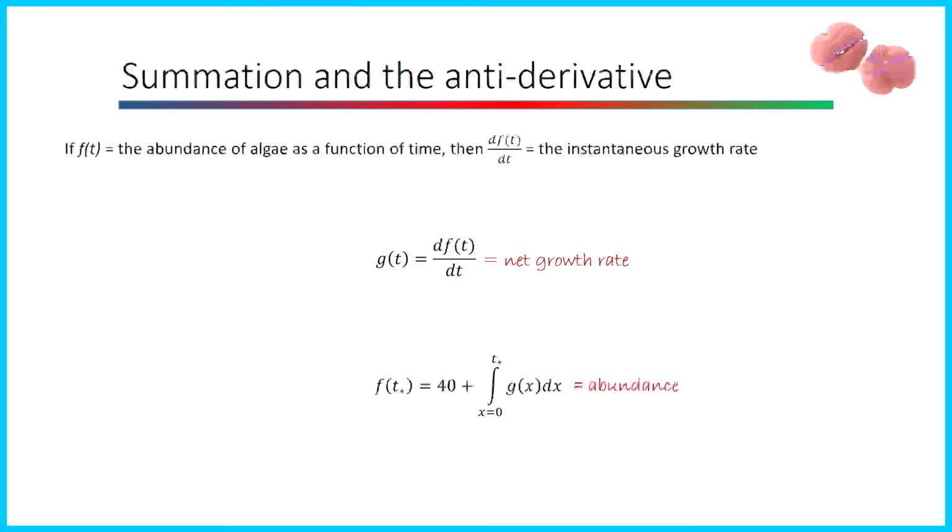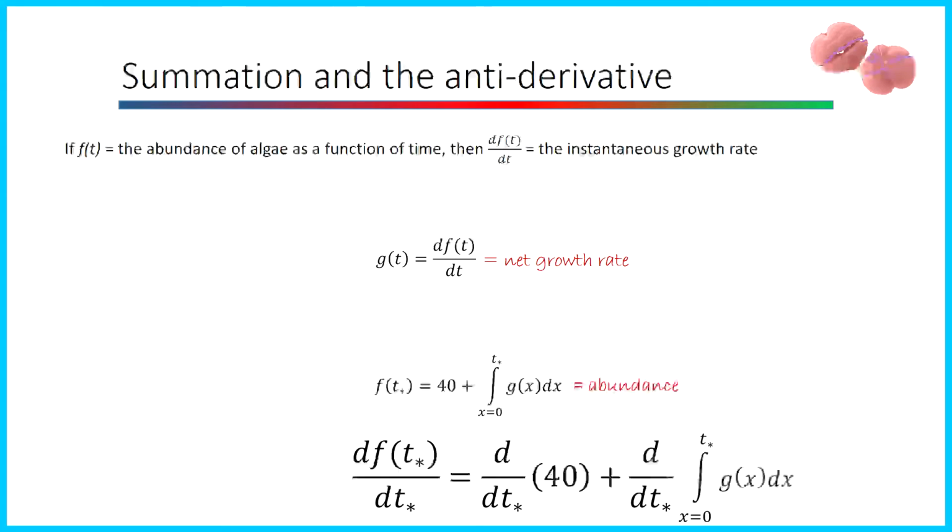So that tells us that the derivative of f of t star with respect to t star equals the derivative of 40,000 with respect to t star plus the derivative of the integral from x equals 0 to t star of g of x dx with respect to t star. Of course, we know that the derivative of a constant is equal to 0, so we can get rid of that term. All right, so that leaves us with the derivative of f of t star with respect to t star equals the derivative with respect to t star of the integral from x equals 0 to t star of g of x dx. But of course, let's look at what df of t star dt star actually is.